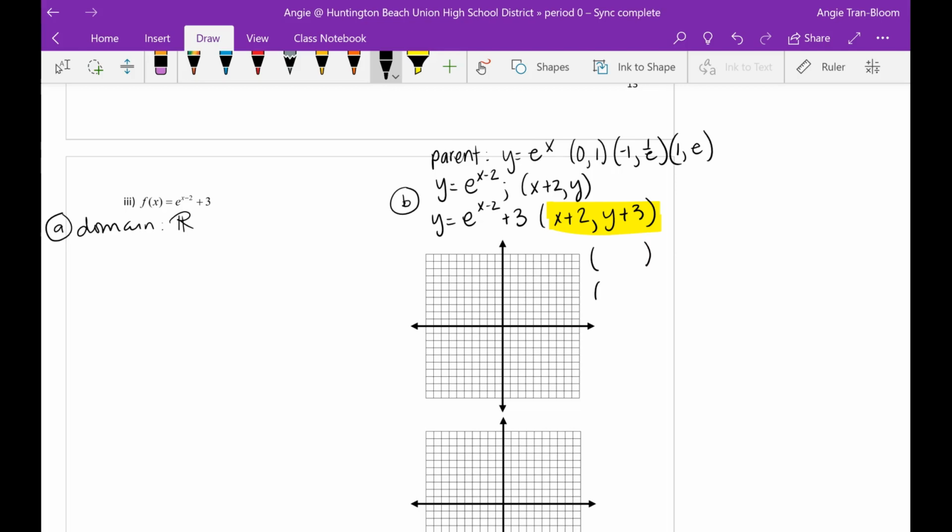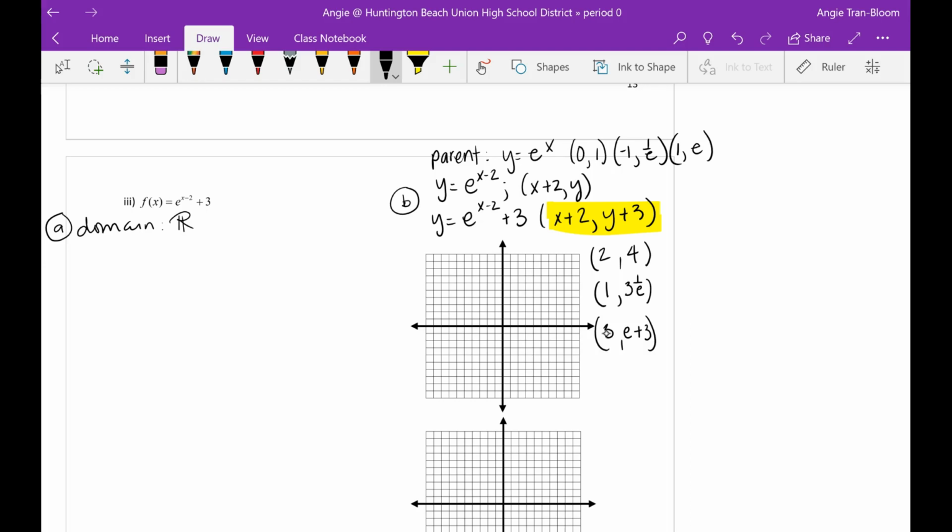So with all the x's, I would add 2. With all the y's, I would add 3. So 0 plus 2 is 2, 1 plus 3 is 4. Negative 1 plus 2 is now positive 1, and 1 over e plus 3 is now just 3 and 1 over e. When you're writing it as a point, just leave it in exact form. Don't give me a rounded answer. And then 1 plus 2 is 3, and e plus 3 is just e plus 3, or 3 plus e. Don't put those together because e is not a fraction.